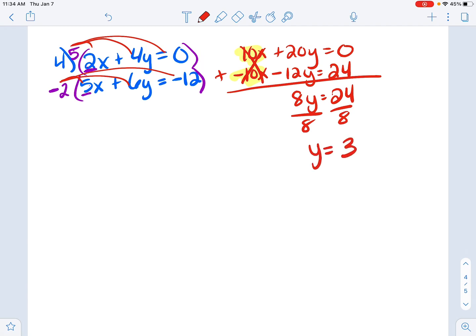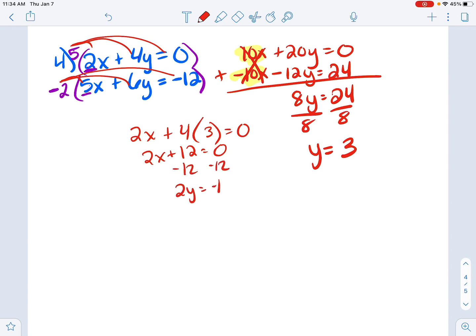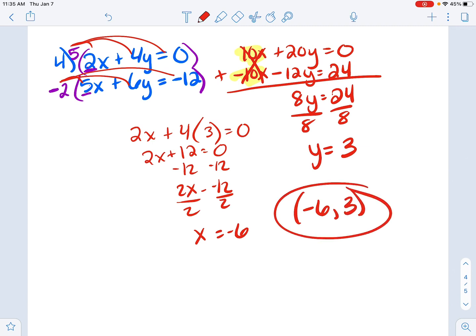Now that I have my y, we can find our x by plugging it in. I'm going to plug it into the first one. We have 2x plus 4 times 3 equals 0. 2x plus 12 equals 0. Solve it over. So subtract 12. We have 2x equals negative 12. Divide each side by 2, and y equals negative 6. Did I just switch my variables? Yes, I did. Whoops. How about x? So we have 2x. So x equals negative 6. So your answer is negative 6, 3 for your solution.